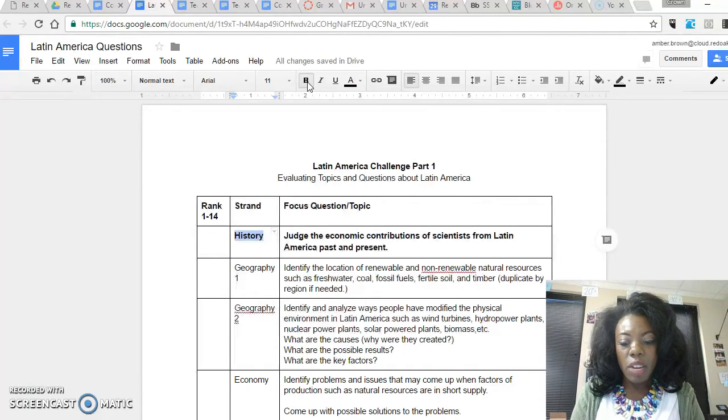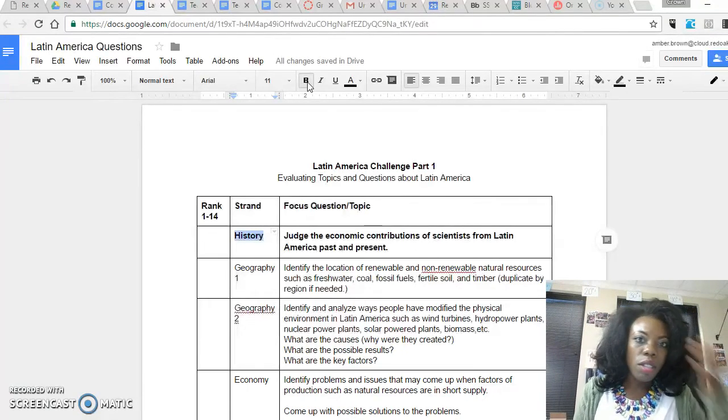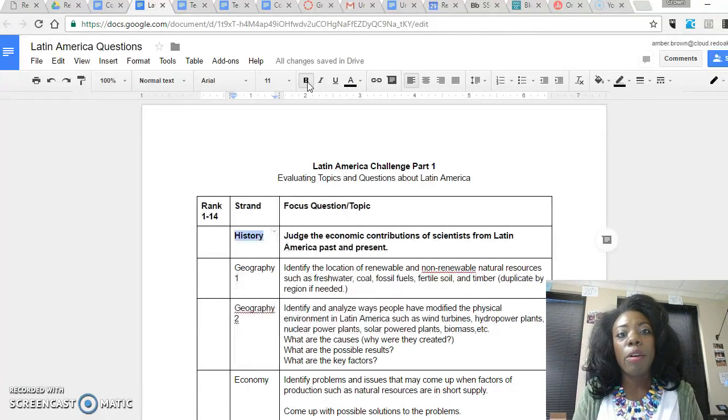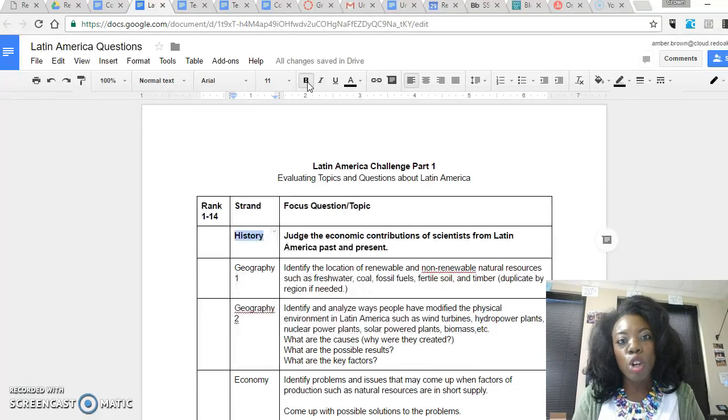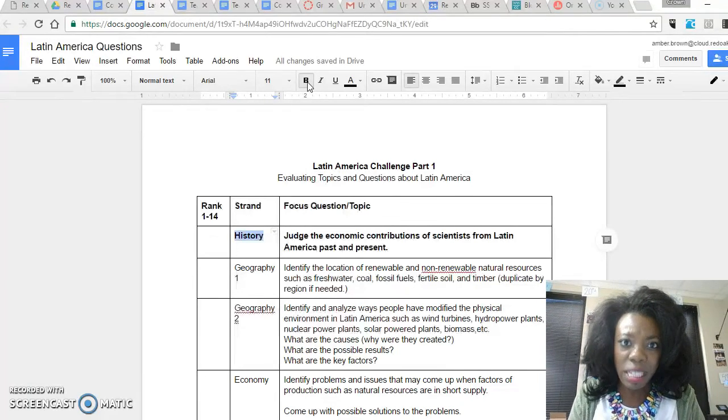What you need to focus on is not just random scientists. So you're not going to be talking about Benjamin Franklin or anything like that. You are going to be responsible for figuring out who contributed things like hydroelectric power plants, geothermal power plants, solar powered energy plants or solar powered panels in Latin America, wind turbines. Like, who is responsible for that? Those people would be scientists.